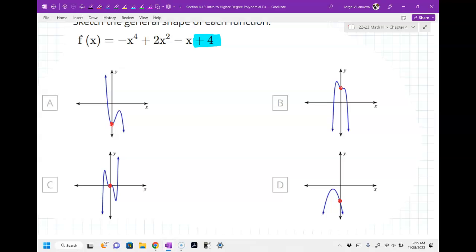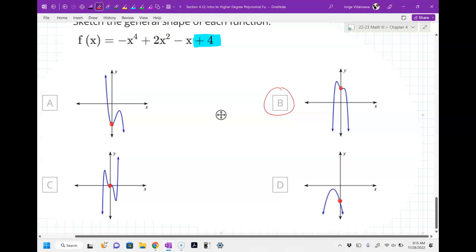You don't have to do anything else. Because D has an intercept that's negative. C seems to have the intercept that's 0. A seems to have a negative intercept. B is the only one that has the intercept up high. So that makes sense. It's going to be B.